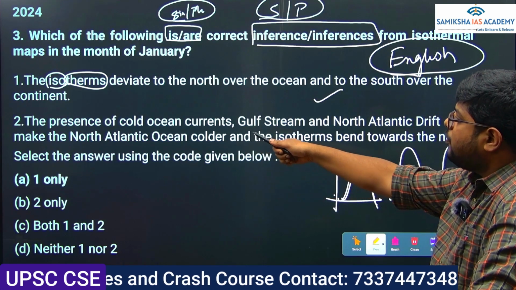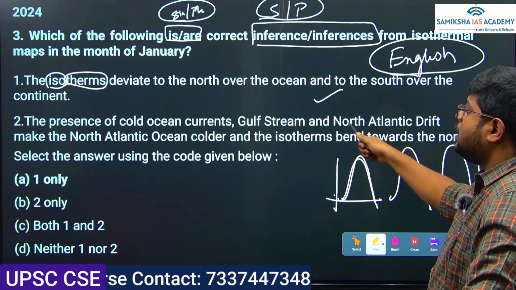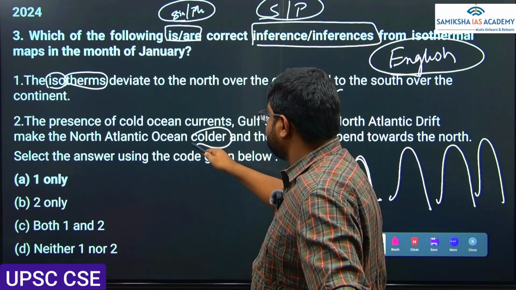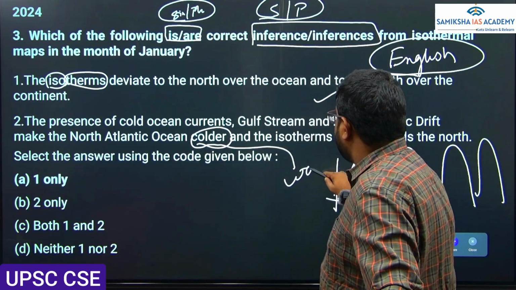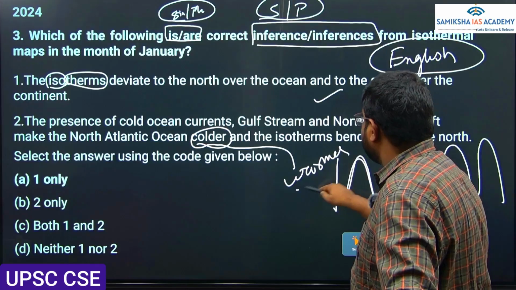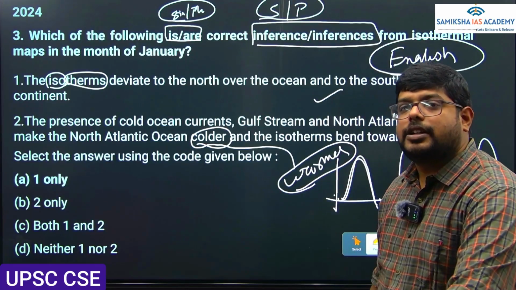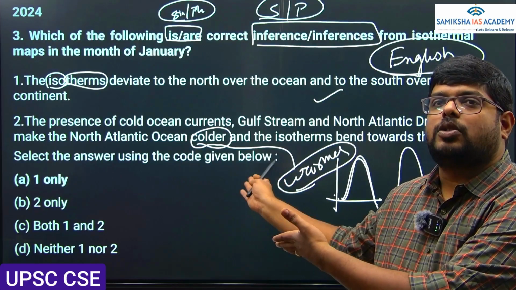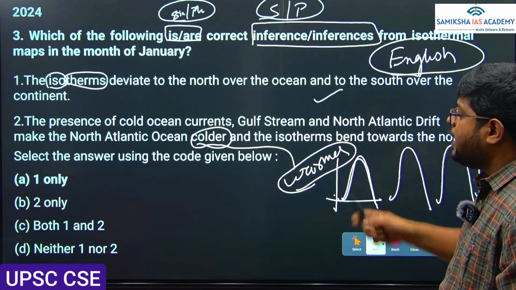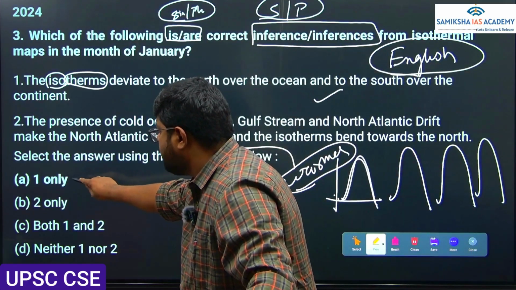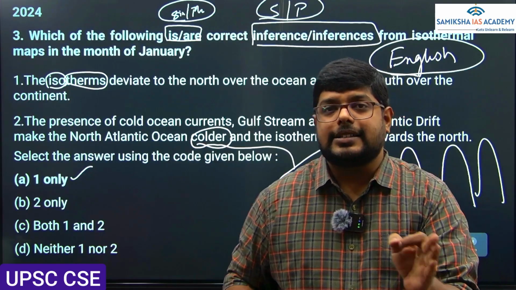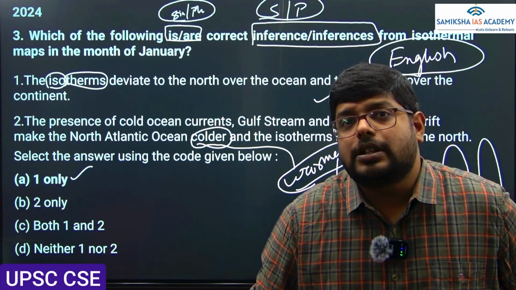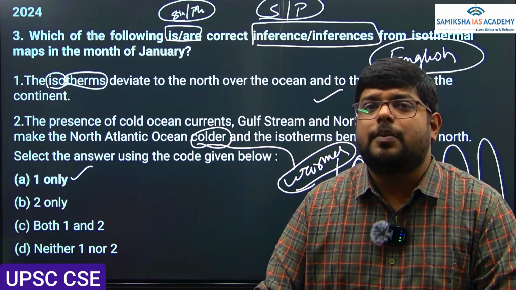Next, the presence of cold oceanic currents, the Gulf Stream and North Atlantic Drift, make the North Atlantic Ocean warmer. The North Atlantic Ocean is warmer. That is why it has more trade routes. It is not colder, it is warmer. It is like true or false. Am I clear? So the second statement is wrong. So what is the answer? The answer is 1. To analyze this, you need to practice a number of questions.